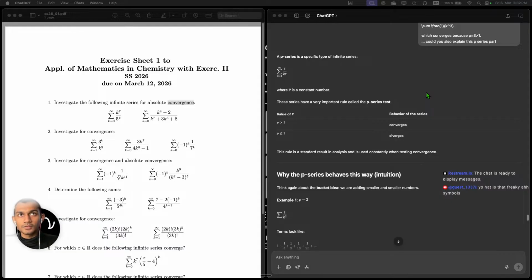This rule is a standard result in analysis and is used constantly when testing convergence. Basically, it's the sum from k equals 0 to infinity of 1 by k^p, where p equals a constant. P greater than 1 converges, P less than 1 diverges.